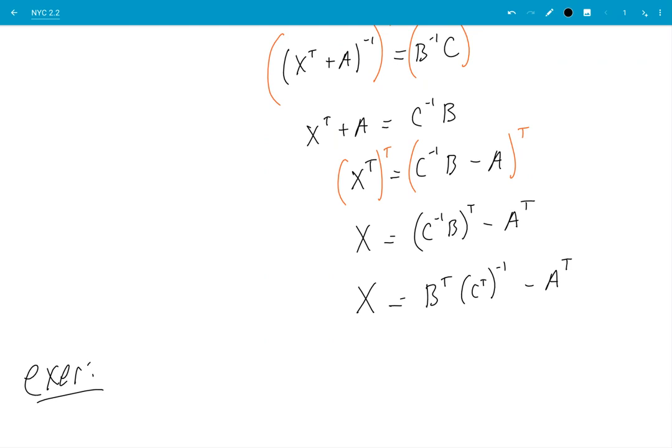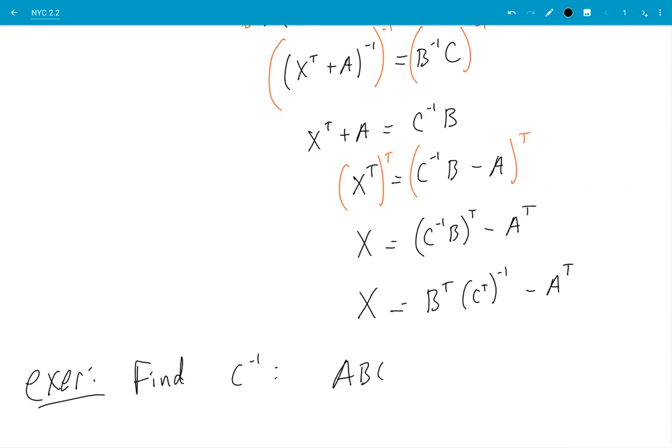Exercise. Find C inverse. A B C A C is the identity matrix. Same thing, you assume that all the given matrices are invertible and solve for C inverse. So pause, copy, try.